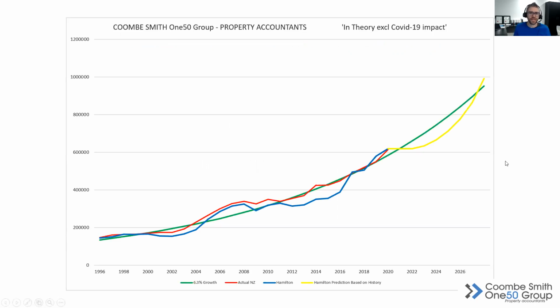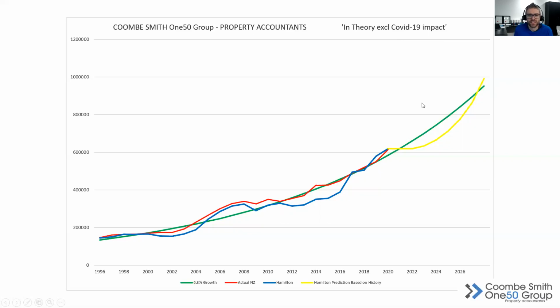So what we're really looking at with property, this is a graph of New Zealand back in 1996, and basically what's happened over the past. The green line is 6.3%, so you can see basically that New Zealand goes up 6.3% up till now, and therefore the prediction in the future would be prices go up. The blue line is Hamilton, where I'm based, and the red line is New Zealand. So generally the market goes flat, and then booms, flat, and then booms. Therefore, the guess would be flat and then boom.